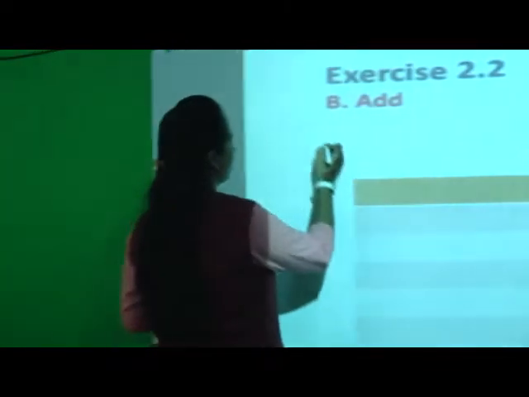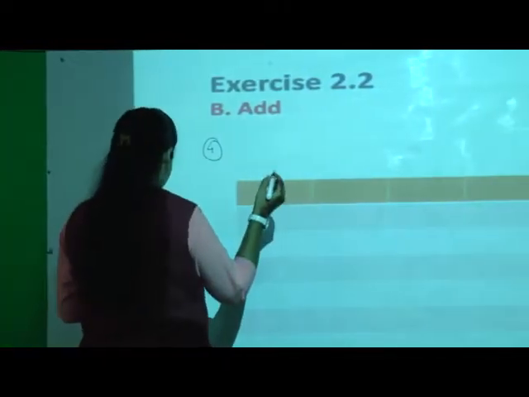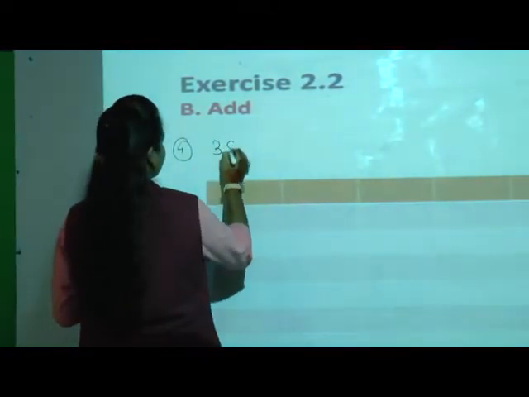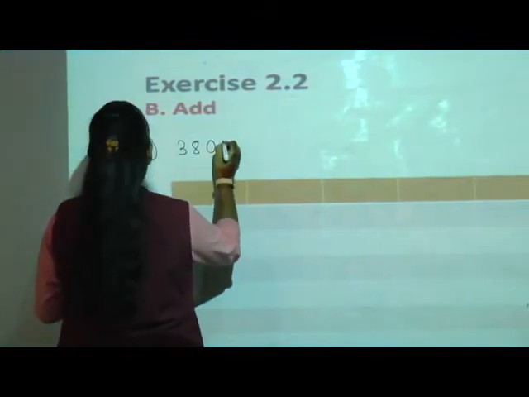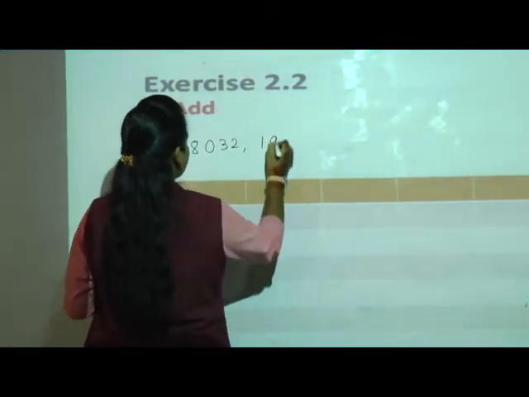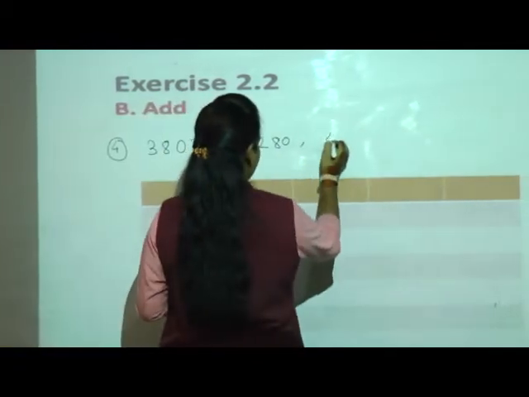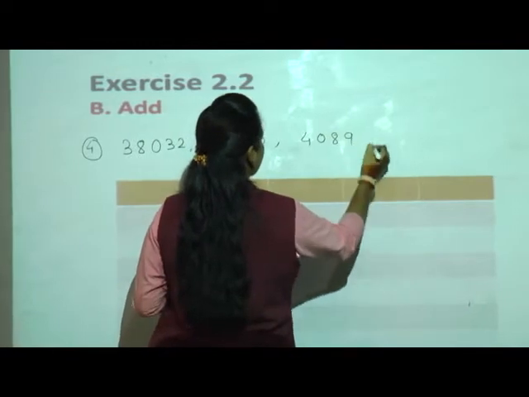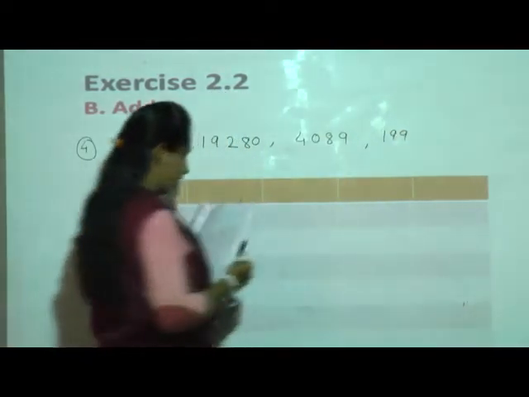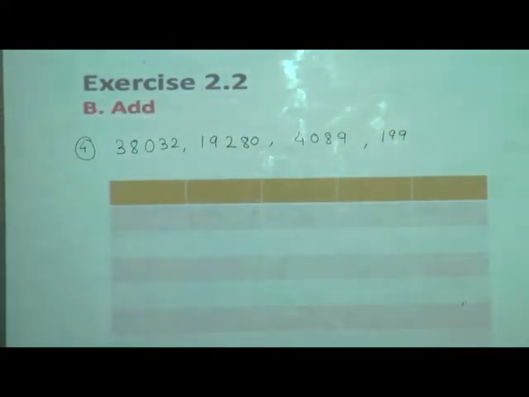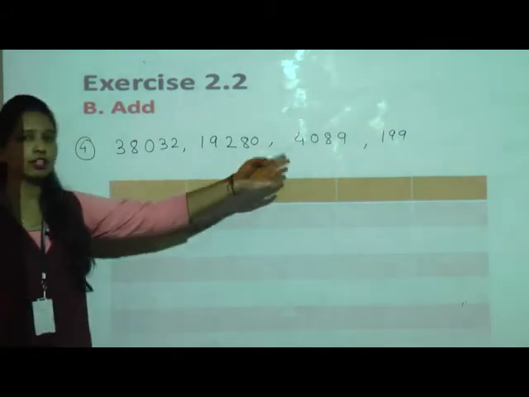Now everyone, if you have a pencil with you, just take the 4th number question. Okay, now I am going to take the 4th number question. What is the 4th number question? Let me write here: 38,032, 19,280, and the next is 4,089, and the last number is 199. Now we have to do addition of these given 4 numbers.